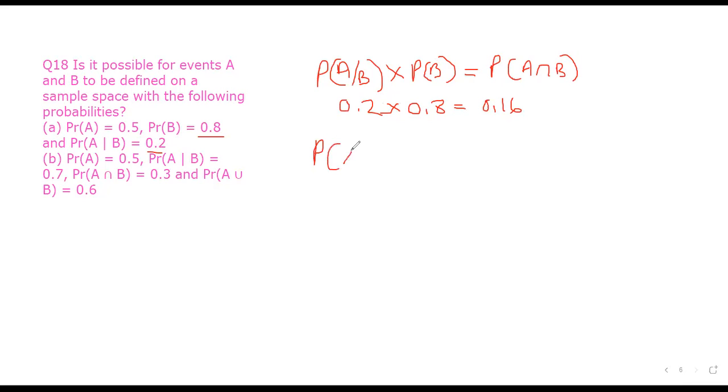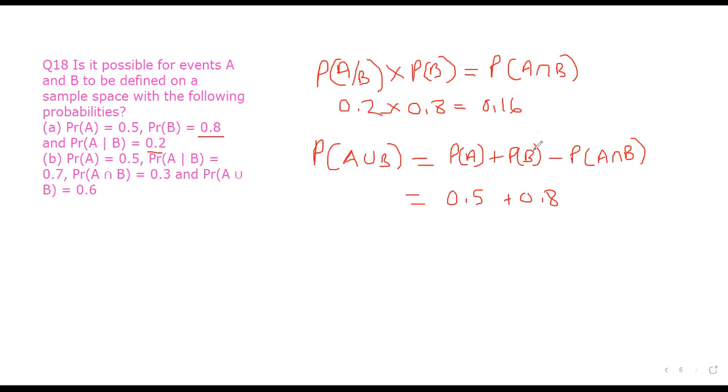So A union B, what's the formula for A union B? Probability of A plus probability of B minus probability of A intersection B. For a sample space to exist, the union must not exceed 1. So we want to test whether this sample space exists. Probability of A is 0.5. Probability of B is 0.8. The intersection we just calculated as 0.16. Give me the answer. If it's above 1, then this is not possible. The sample space does not exist.